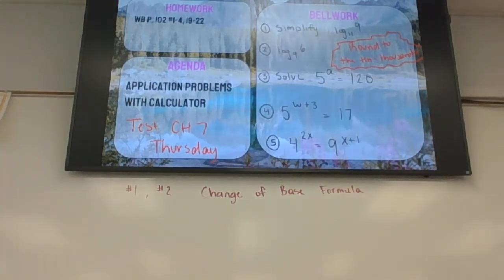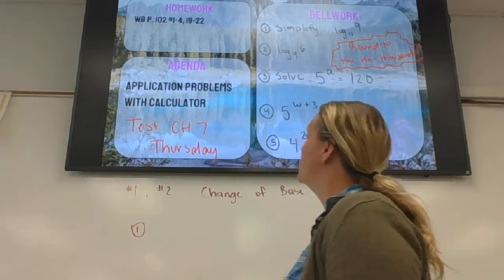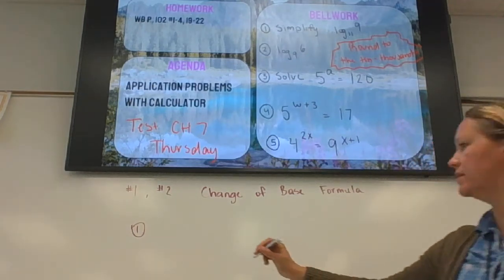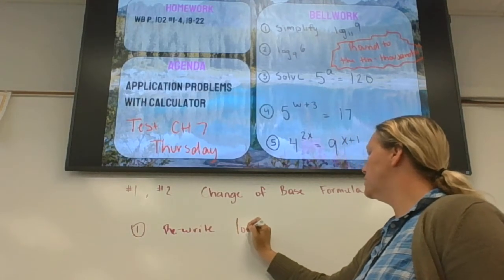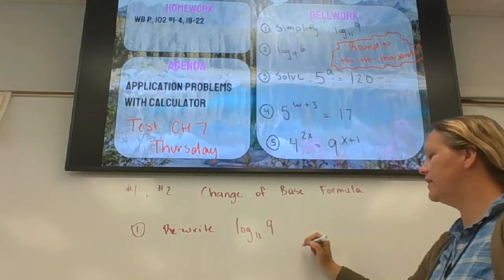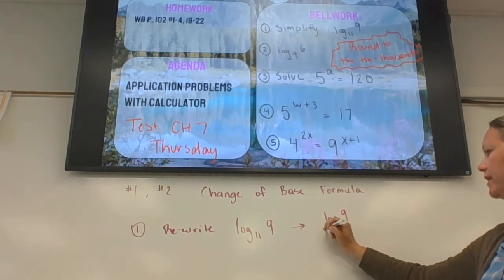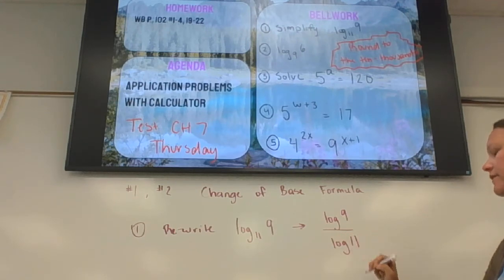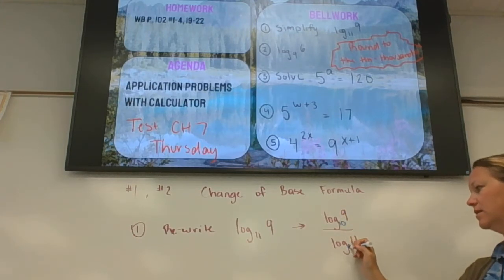So for numbers 1 and 2, if you don't know log base 11 of 9, you can rewrite this. So log base 11 of 9 can be rewritten as log 9 divided by log 11. And the reason it's called change of base formula is that when you do that, these both now have a base of 10. We made them both a common log. Base 10 is called a common log.